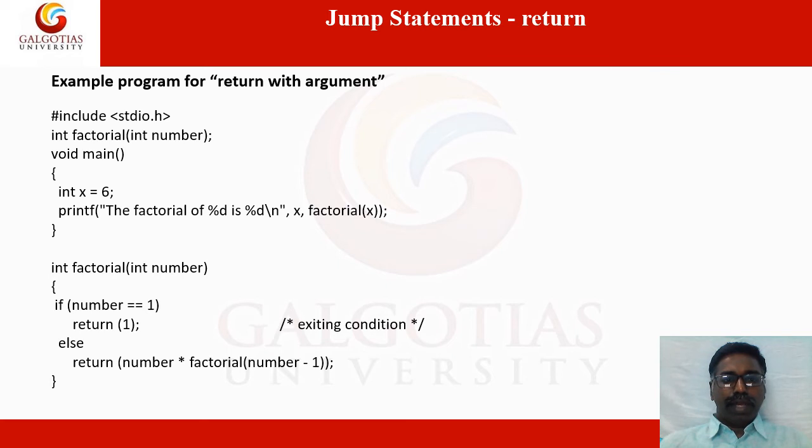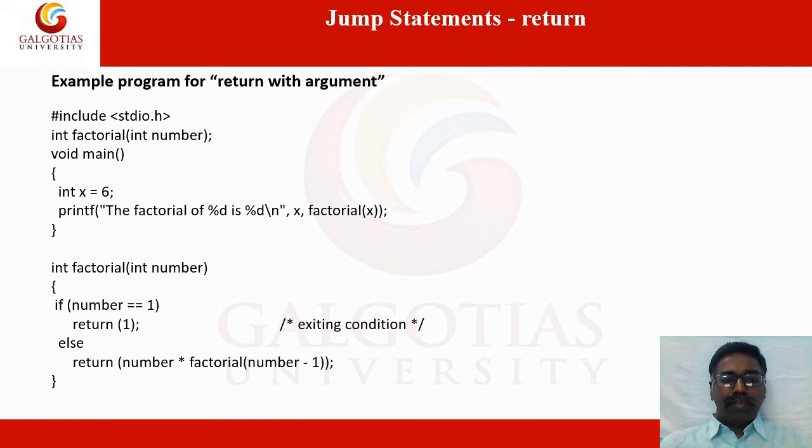Okay, in the function main, we are declaring an integer x is equal to 6 and we are going to display the factorial of 6, that is x comma factorial of x. Here this factorial is a function which is going to display the factorial of the given parameter x. Here this x is the actual parameter. Now the factorial function is going to be called, so that we are having a jump from the main function to the outside of the main function.